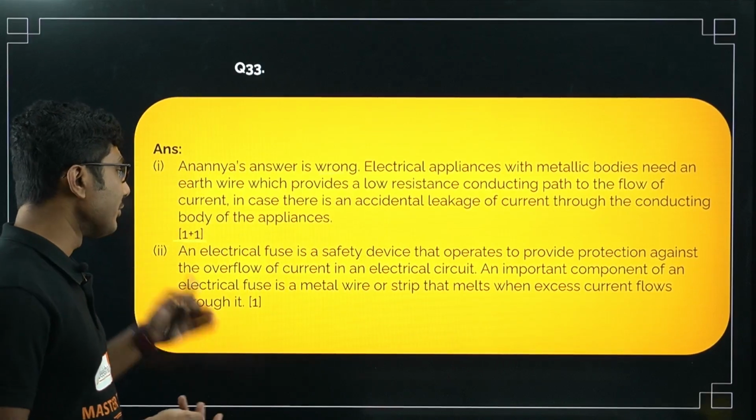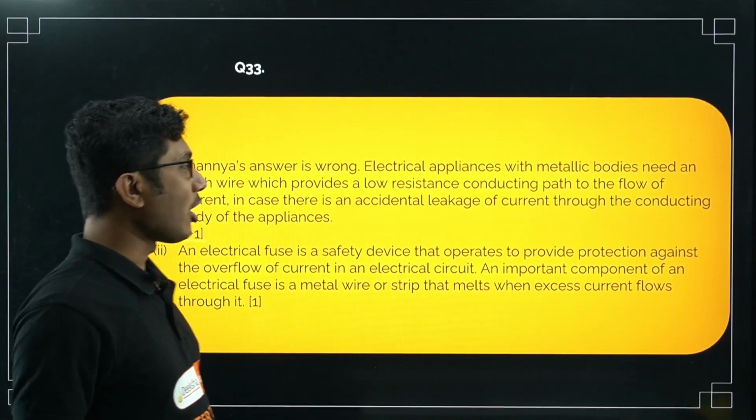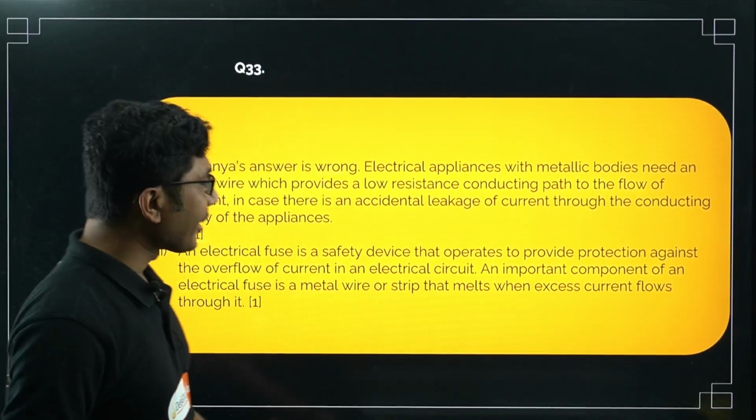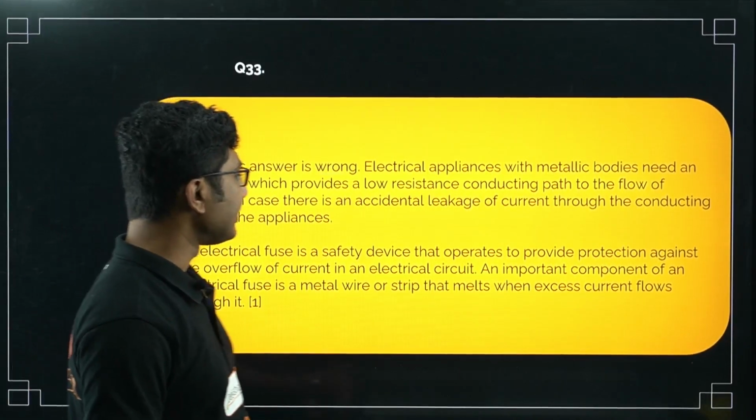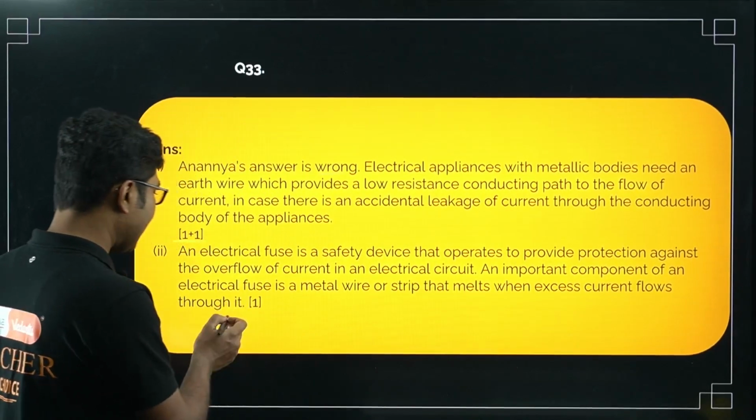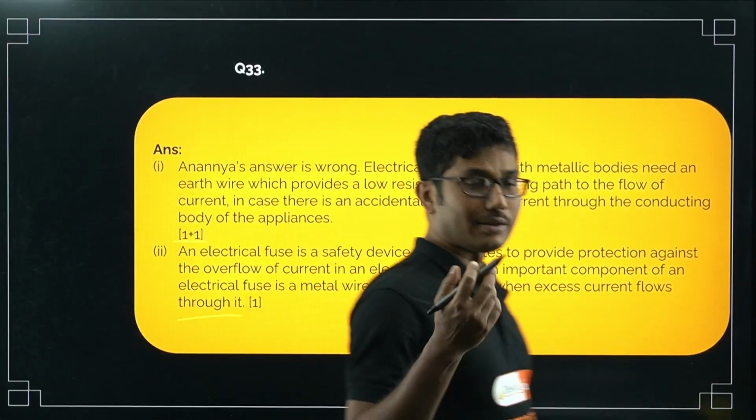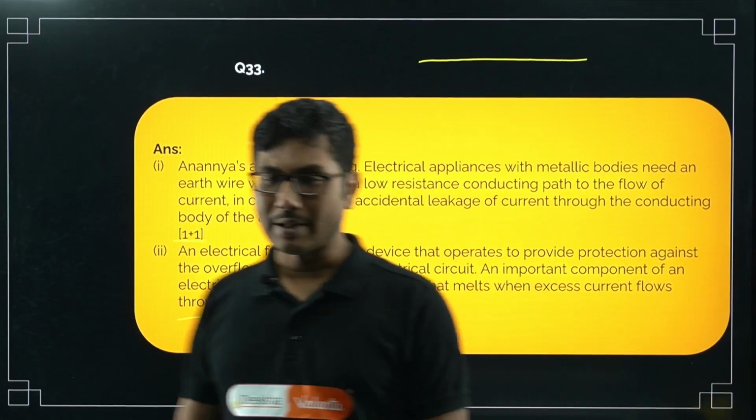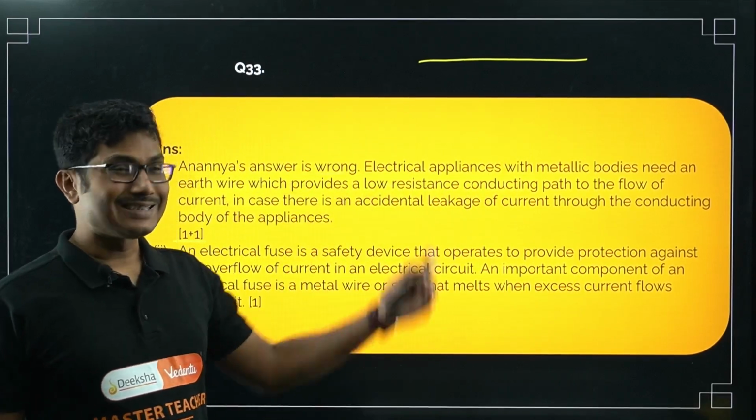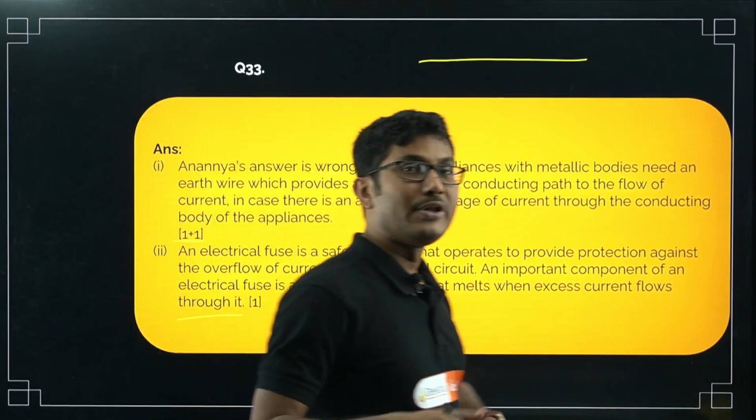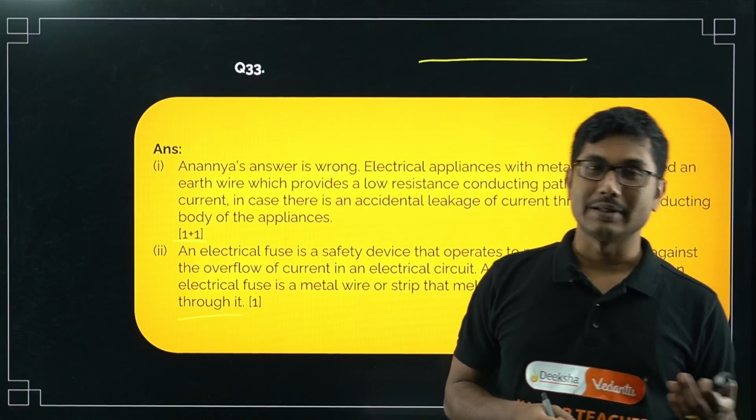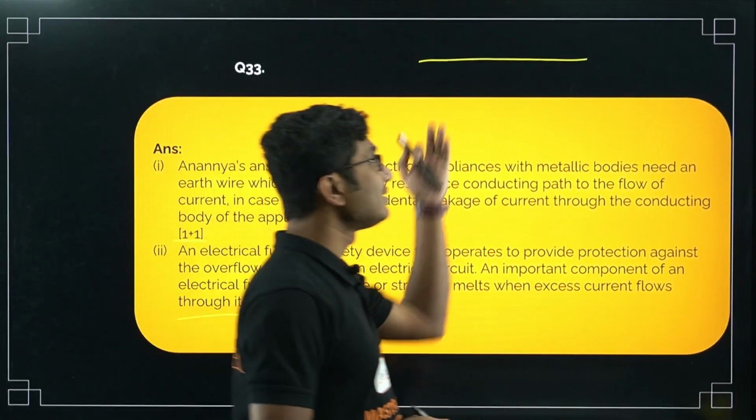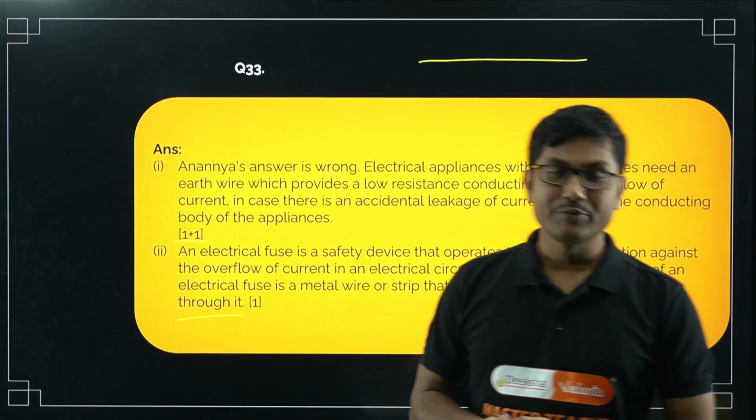Now, what is an electrical fuse? An electrical fuse is a safety device that operates to protect against an overflow of current in an electrical circuit. An important component of an electrical fuse is a metal wire or strip that melts when excess current flows through it. As I explained in the past also, an electrical fuse is basically a low resistance wire. It has some power rating. In case the current exceeds that limit, it will burn itself out to prevent any further damage. It will prevent fire and getting electrocuted. So all these things are done by this small wire called fuse wire.